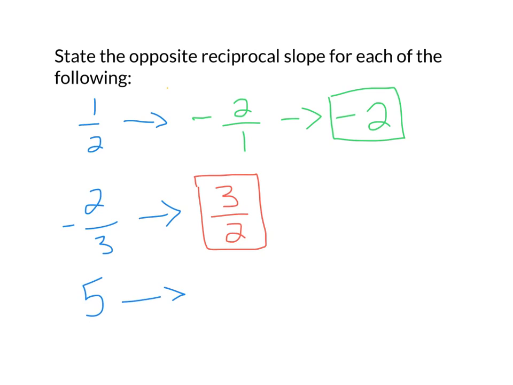Okay, the last one, the opposite reciprocal of +5. So notice that this is just a whole number. Every whole number is written over 1 if we need to. So in this case, it's going to be negative, and then take the reciprocal of 5/1, which would be 1/5.